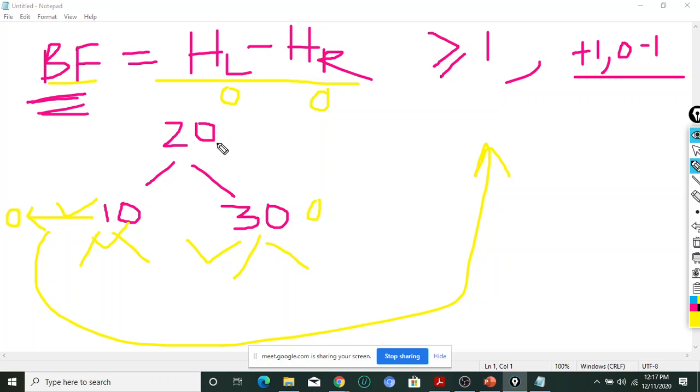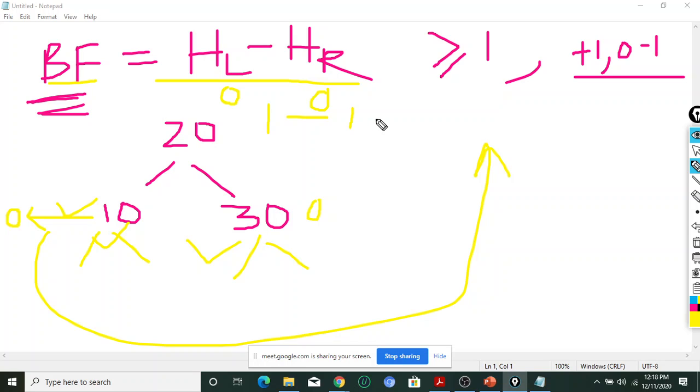Now try to understand this one. What is the balance factor of this particular root node, 20? Not 2, sir. So this is 1 left subtree. How many left subtrees are possible? Here only 1, and this is 1. So 1 minus 1, try to understand, this is 1. What is the height of this left subtree? 1 minus 1 is 0.